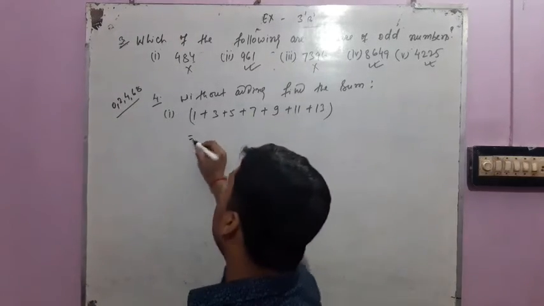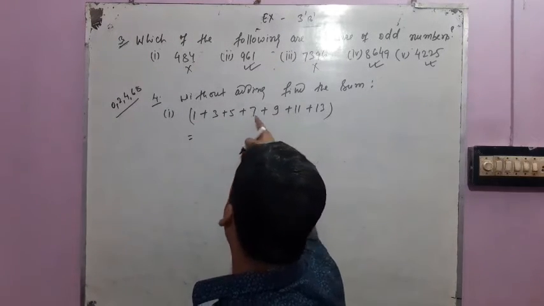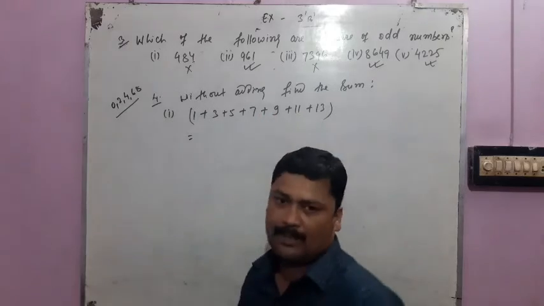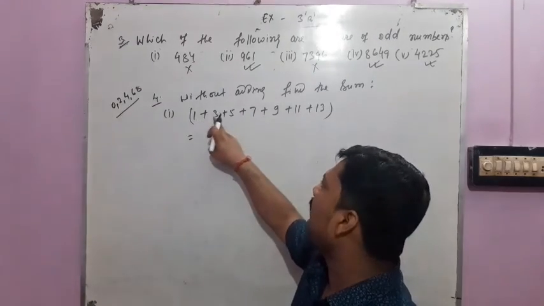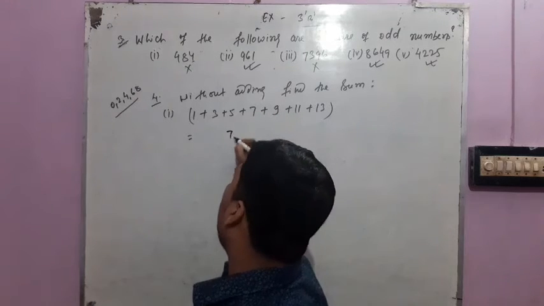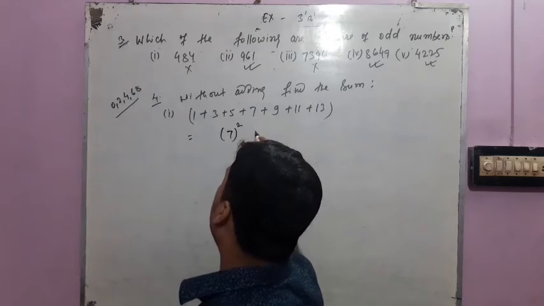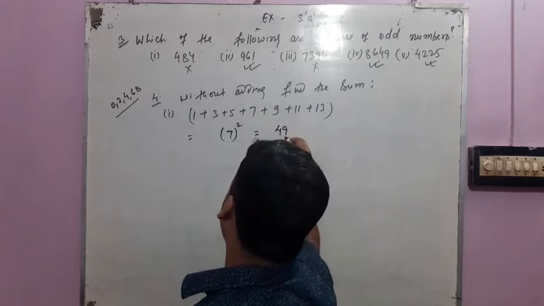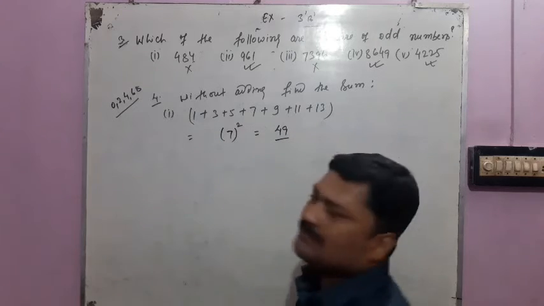Now how many odd numbers are here? 1, 2, 3, 4, 5, 6, 7. So we have to write 7 here and make a square of it. The square of 7 is 49. So the sum of all the numbers is 49.